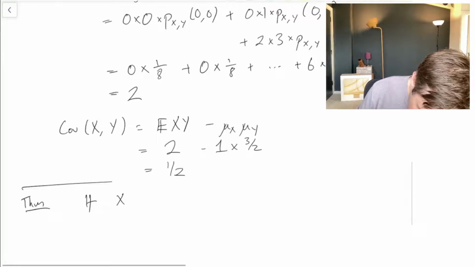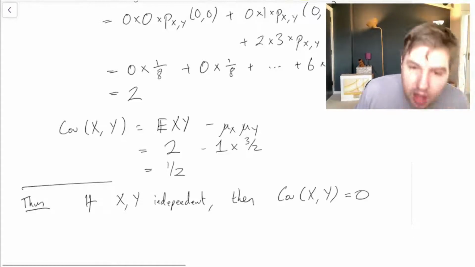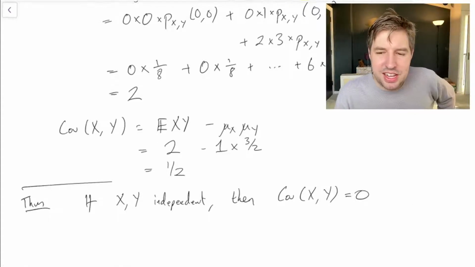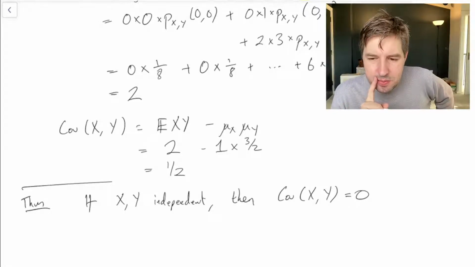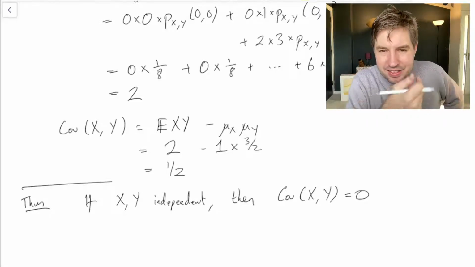If x and y are independent, then their covariance is 0. You do have to be a little bit careful about the direction of implication here, right? It's if independent, then covariance equals 0. You should be careful not to accidentally turn that statement the other way around.